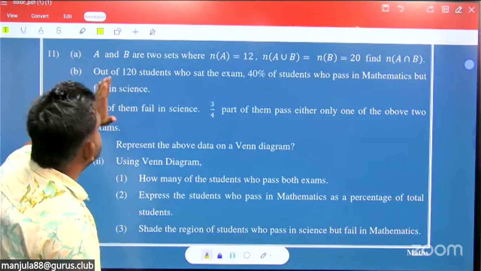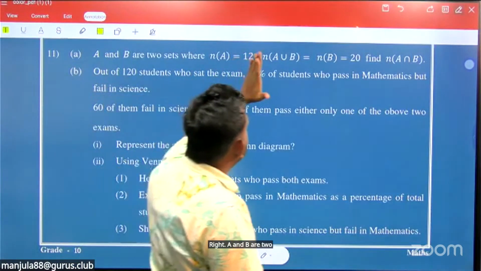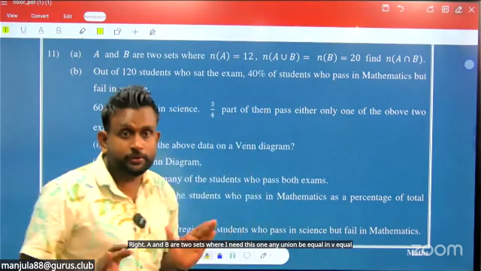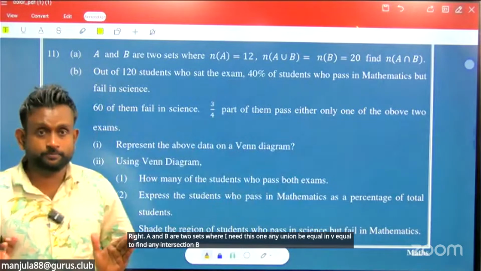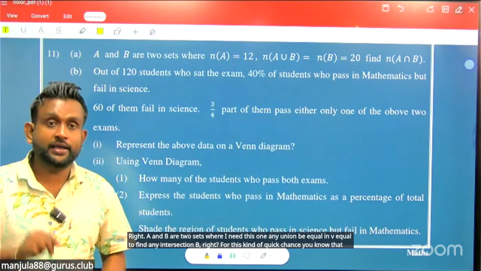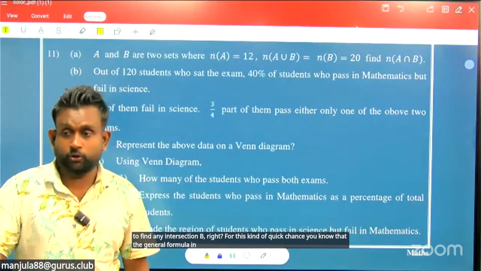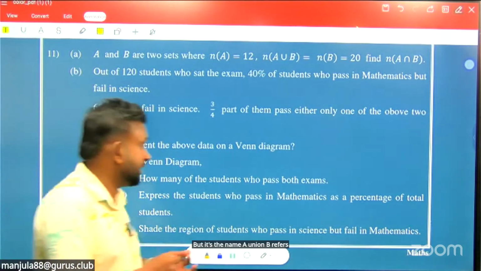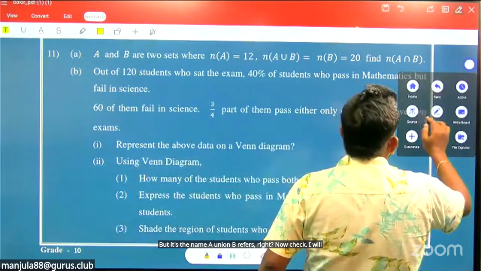Right. A and B are two sets where n(A) is this one, n(A union B) equals 20 and n(B) equals 20. Find n(A intersection B). For this kind of question, you know the general formula for n(A union B). Right, there is a formula. Learn this formula precisely. Now check, I will move to the green board.